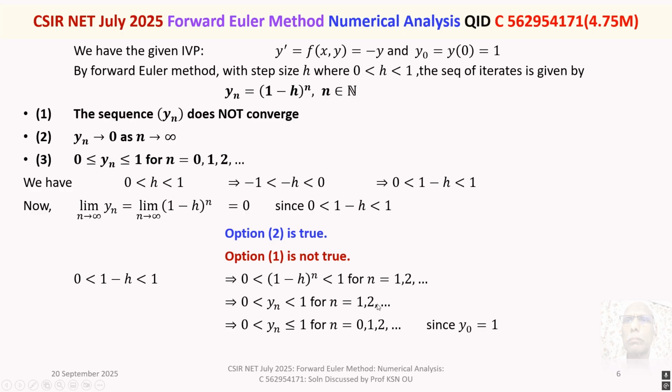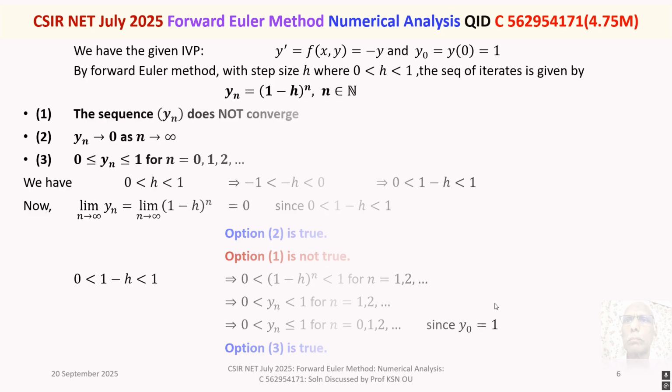Now we have included y naught also. So, 0 less than yn less than or equal to 1. Thus, look at option 3. Yes, option 3 is true. Agreed. We are left with the last option. So far options 2 and 3 are true. We move to the next slide.